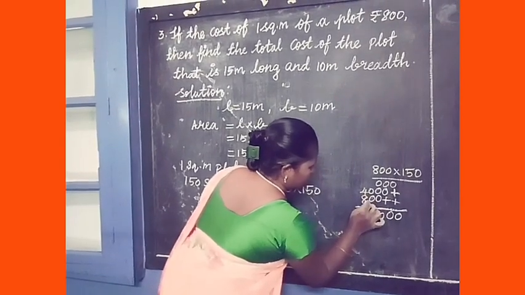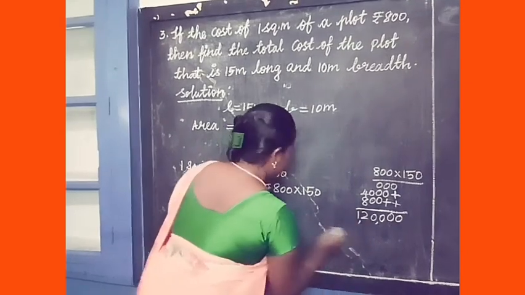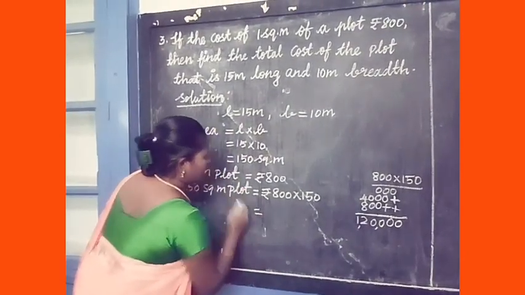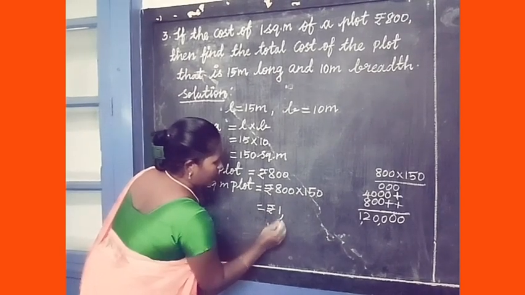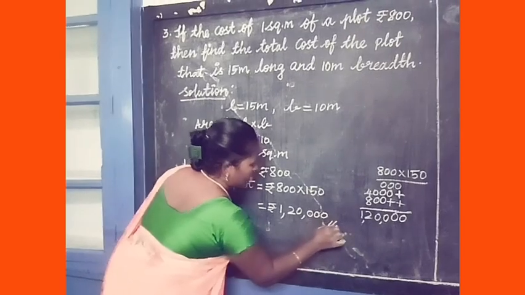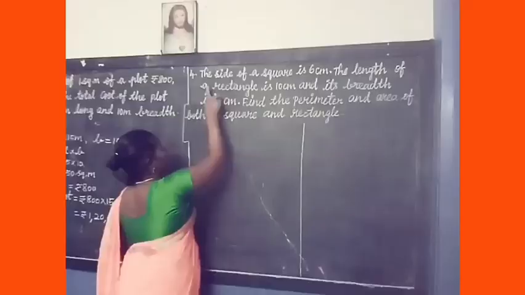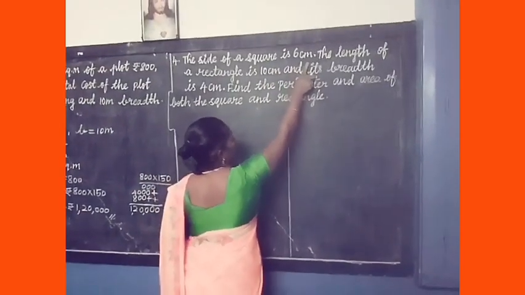4 plus 8, we get 12. So the answer is the total cost value. So put the rupees symbol. 1,20,000. The answer is 1,20,000.